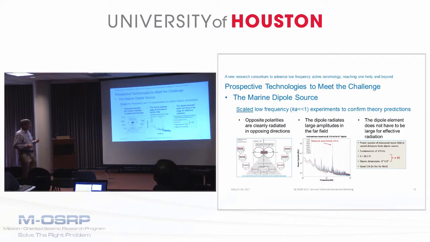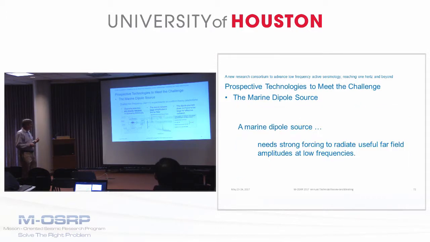So for example, here the fundamental frequency of the data, in this case, was 175 hertz, the drive of the dipole source. At that frequency, we have a wavelength of 28.1 feet, but the dipole element itself is only 8 inches by 8 inches. So clearly, it's doing all this under those ka small conditions. So that was all very good news.